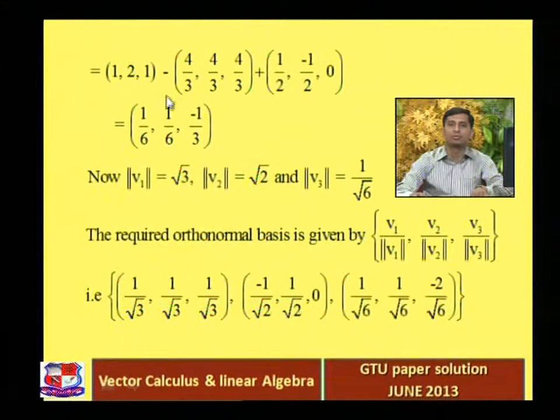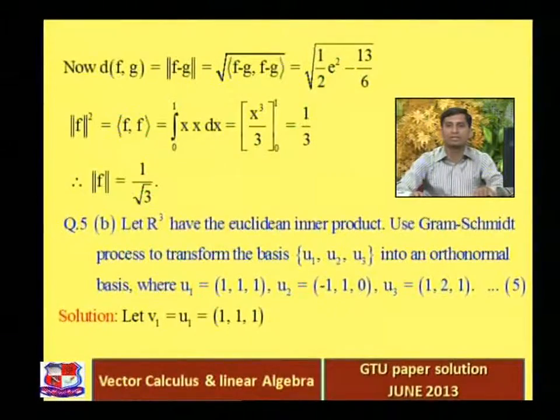Again, 2 minus 4 by 3 minus 1 by 2, you will get 1 by 6, and 1 minus 4 by 3 plus 0, that is minus 1 by 3. So these v1, v2, v3 are now an orthogonal basis, but we have to find an orthonormal basis. You can see the inner product of any two of v1, v2, v3 is 0.